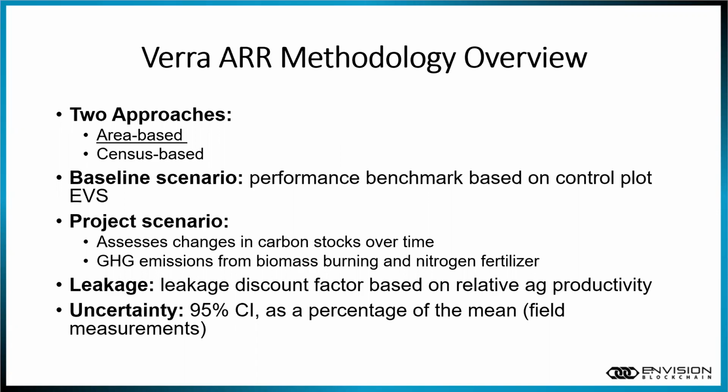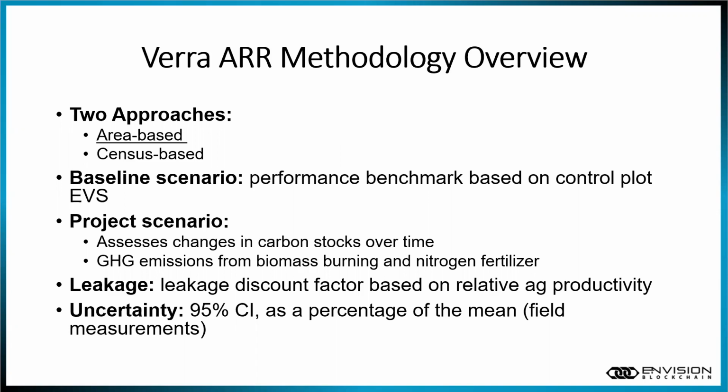Emissions from biomass burning are calculated with area burnt times biomass stock before burning, and emissions from fertilizers is calculated based on the area applied, the mass of the fertilizer, and the N content of the fertilizer, and various defaults. Leakage is accounted for using relative productivity, which is calculated for each agricultural commodity as the project area productivity divided by national productivity. And this is used to calculate a standardized leakage discount factor.